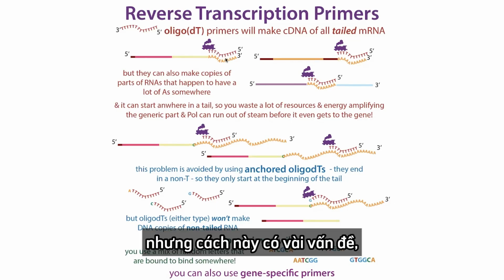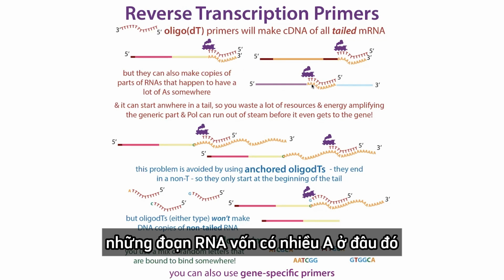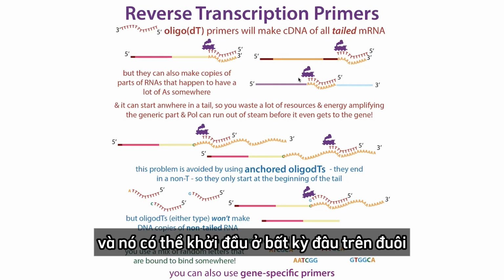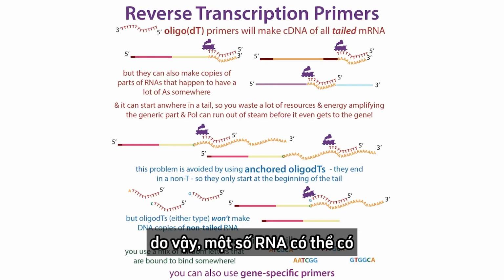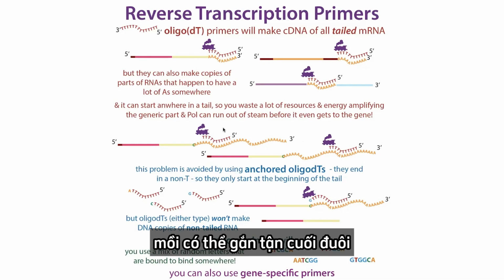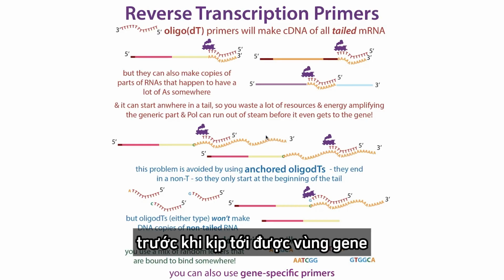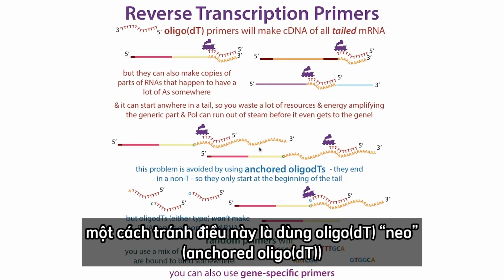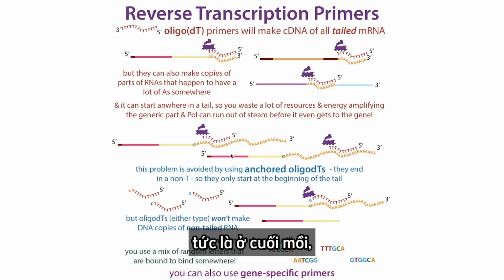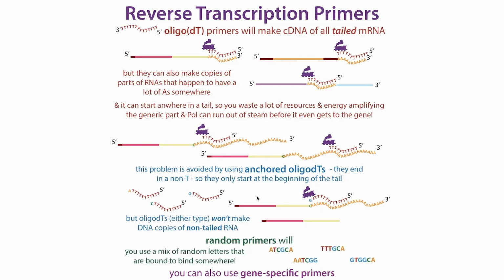But there are some problems with this. They can also make copies of parts of RNAs that just happen to have a lot of A's somewhere. And it can start anywhere in the tail. Some of these RNAs might have really, really long tails, and therefore this primer might bind at the end of the tail. And now the polymerase is going to run out of steam before it even gets to the gene. One way that this can be avoided is using anchored oligo-dTs. At the end, they have a non-T, so they only start at the beginning of the tail.